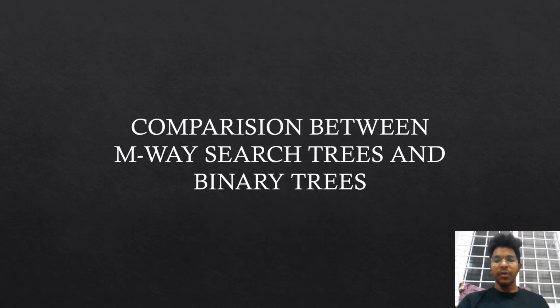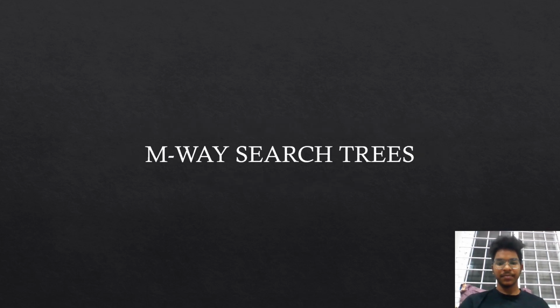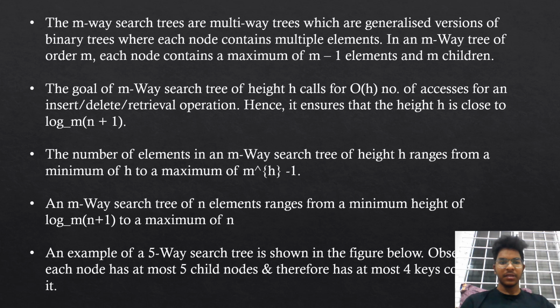Today our topic is the comparison between M-way search trees and binary trees. M-way search trees are multiway search trees, which are generalized versions of binary trees, where each node contains multiple elements. In an M-way tree of order M, each node contains a maximum of M-1 elements and M children.